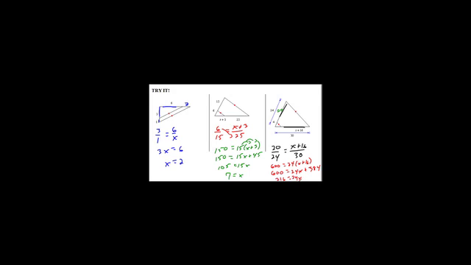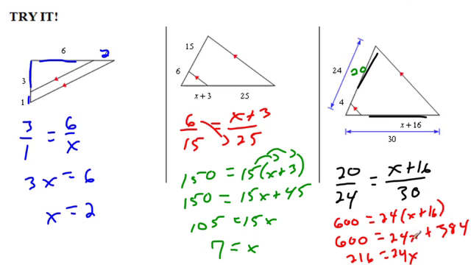And does that work out evenly? How many times does 24 go into 216? If I divide them, 216 divided by 24, I believe is 9. So we got x equals 9. Excellent. Very good. Moving on.